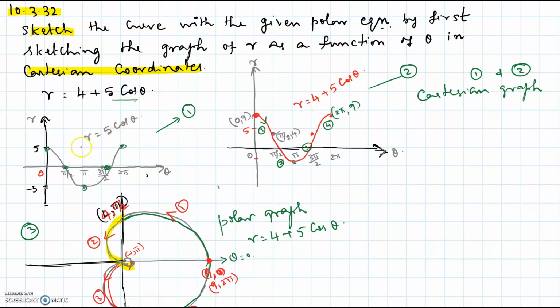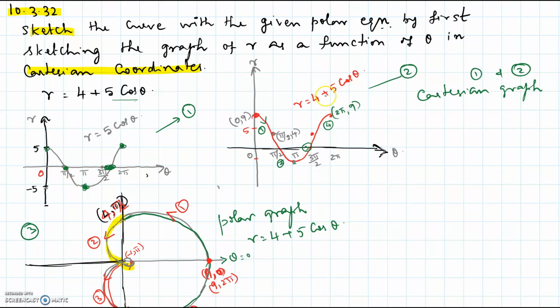R equal to 5 cosine theta is shown here. So when theta equal to 0, it is equal to 5. When theta equal to pi by 2, it is 0. When theta equal to pi, it is equal to negative 5. When theta equal to 3 pi by 2, it is 0. When theta equal to 2 pi, it is back to 5. So that is r equal to 5 cosine theta.